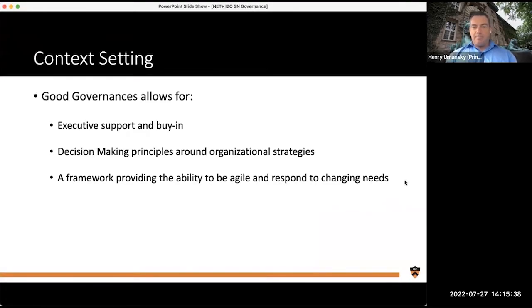At Princeton, a good governance structure allows for buy-in and executive support from upper management and trustees. This support allows our team to have sound decision-making principles that align our team's work with the organization's strategies and objectives. A proper governance framework will allow cross-functional teams to be agile and respond to our department's needs in an ever-changing technology landscape.